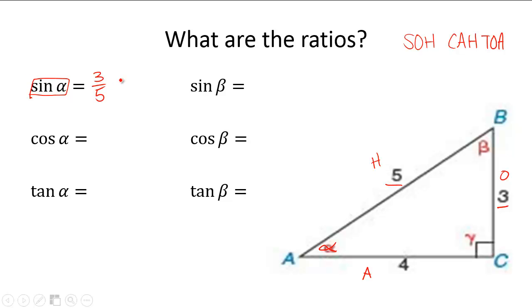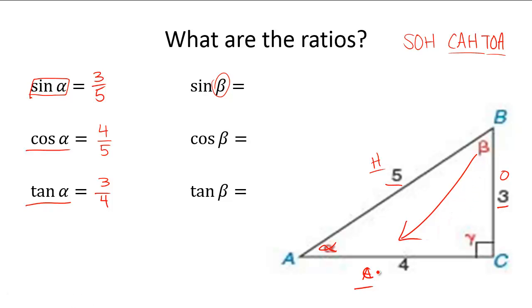Try some of the other ones. Cosine of alpha. Well, cosine is the proportion of adjacent to the hypotenuse. That's 4 over 5. And tangent of alpha is the opposite over the adjacent, which is 3 over 4. Now, notice that if you change the angle, the reference point changes. Now the lady's looking from here. So now this is the opposite, and this is the adjacent. It switches. So be careful of what your reference angle is.